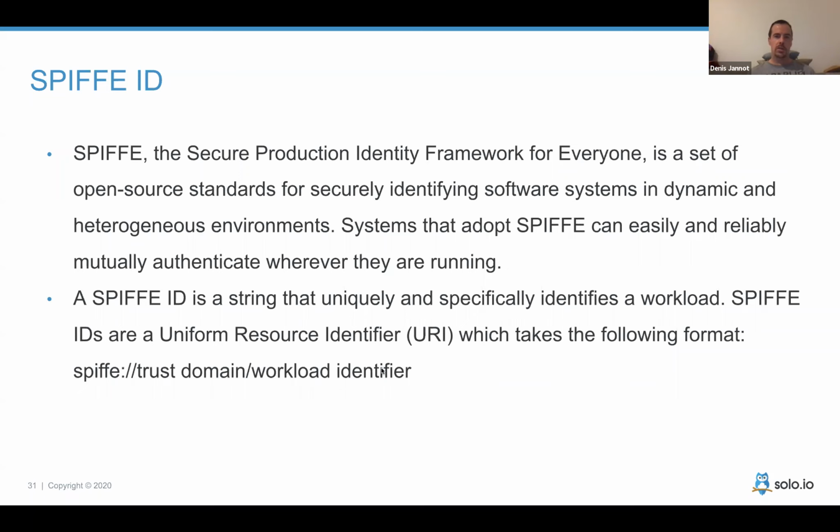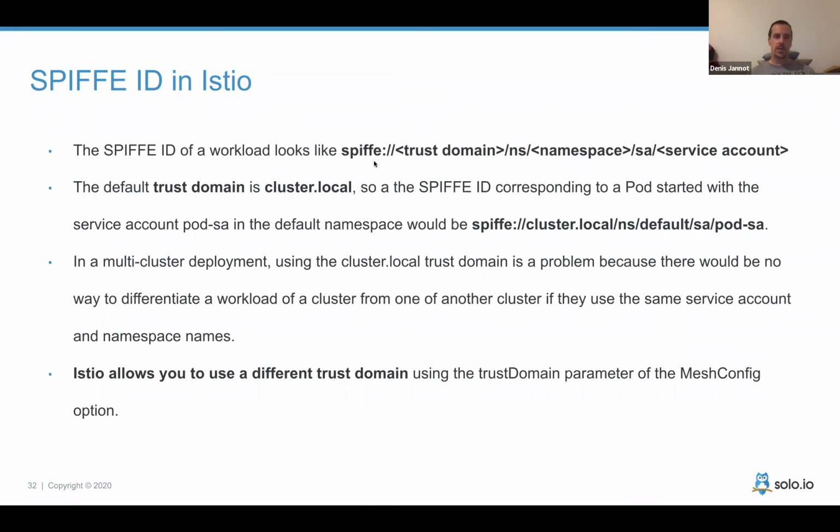And in Istio, a SPIFFE ID is spiffe, the trust domain that you use when you deploy your Istio cluster, ns, the namespace of the service account used by the pods, sa, and the service account name. So that gives you a unique SPIFFE ID. And it's important to understand that because when you deploy Istio, by default, the trust domain is cluster.local.